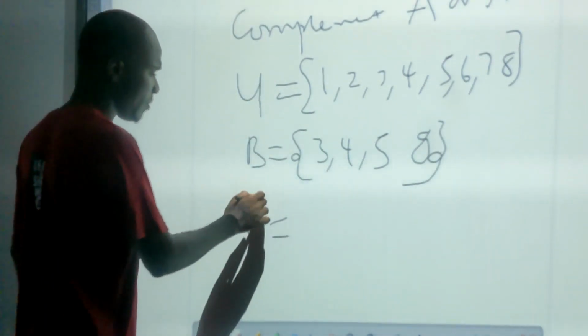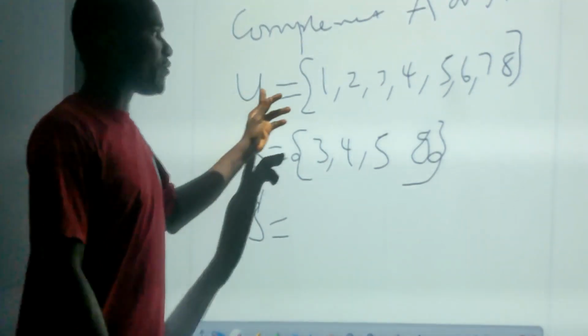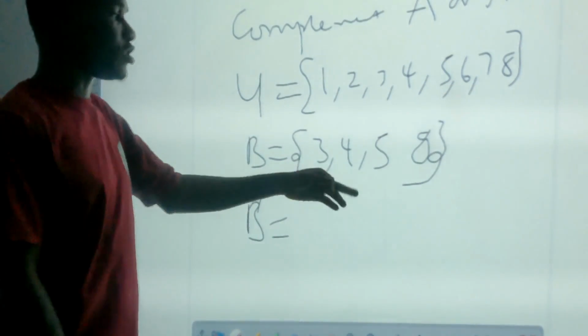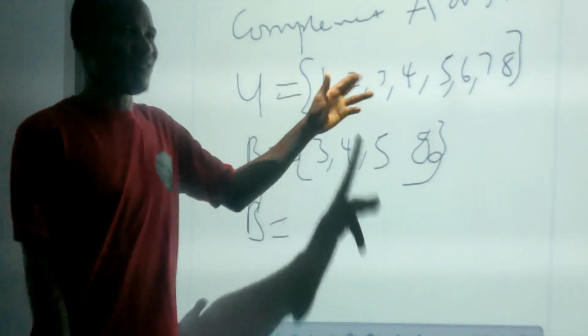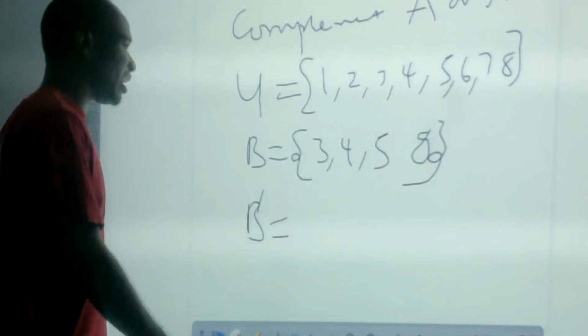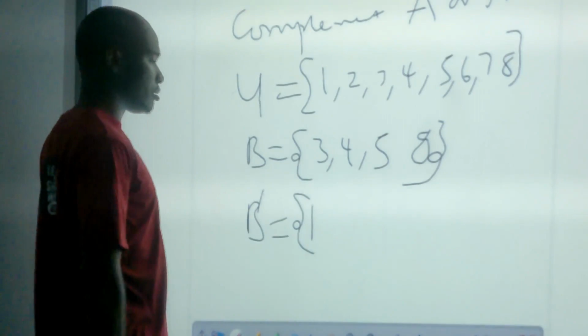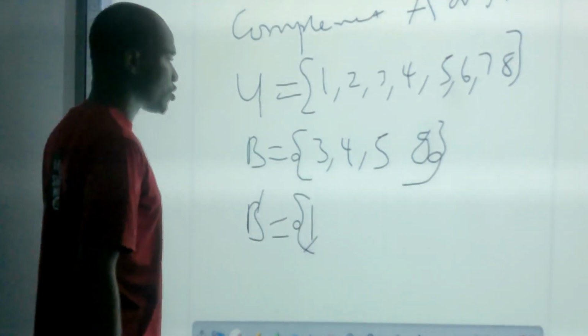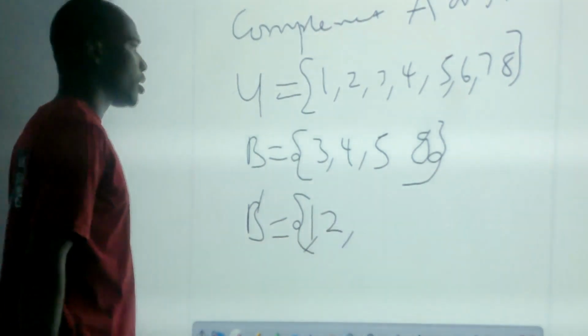That will be B prime. B prime means B complement. Those elements that we have in the universal set that are not in B. And what are the elements? Those elements include 1. 1 is not in B, but is in the universal set. 2 is not in B.